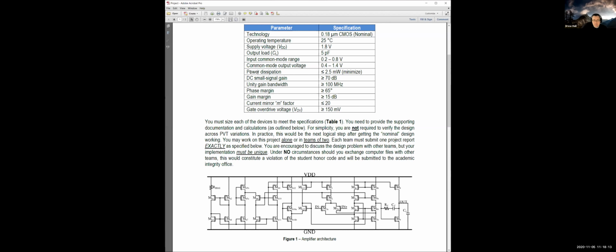All right, power dissipation. This is where we are always going to try to optimize. Oftentimes your objective is to meet all specs and then minimize something else. In this case, we're going to try to minimize the power consumption of this amplifier. And I've given you a reasonable starting point of about 2.5 milliwatts.